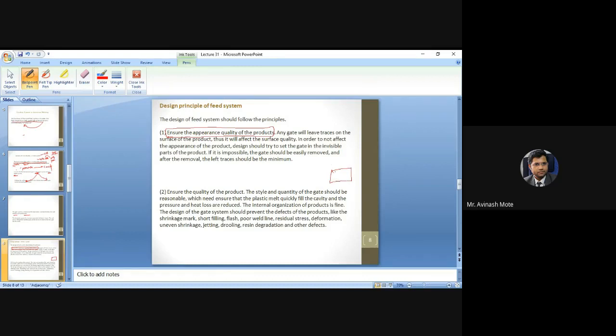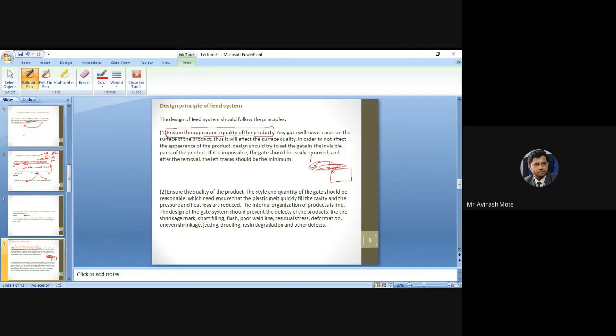How will the material enter into the cavity of such a product? There will be a gating system, there will be runners, there will be a sprue, right? So while getting the product out of the mold cavity, this mechanism should be removed.